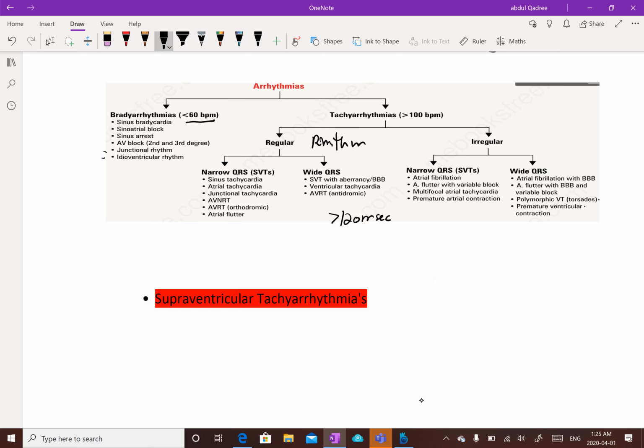It's the same with the irregular rhythms: you also think about narrow QRS complex or wider QRS complex. Rhythms that are irregular are usually atrial fibrillation, atrial flutter with variable block, multifocal atrial tachycardia, and premature atrial contractions. These basically have irregular rhythms. And for the ones with a wide QRS complex, look at this: atrial fibrillation with bundle branch block. That's why it's a wider QRS complex.